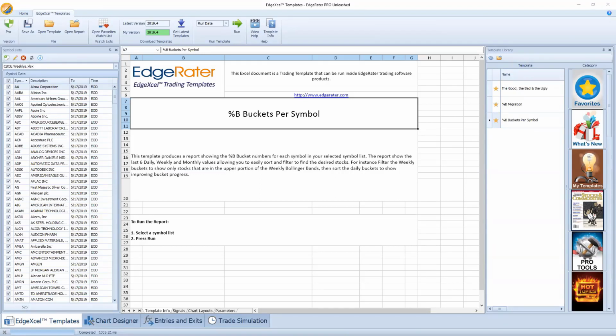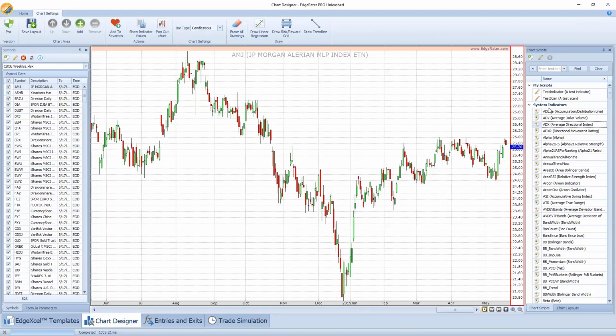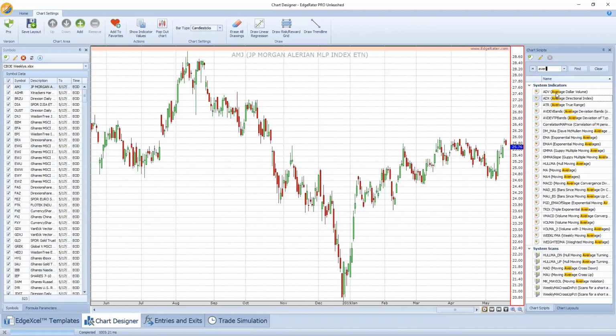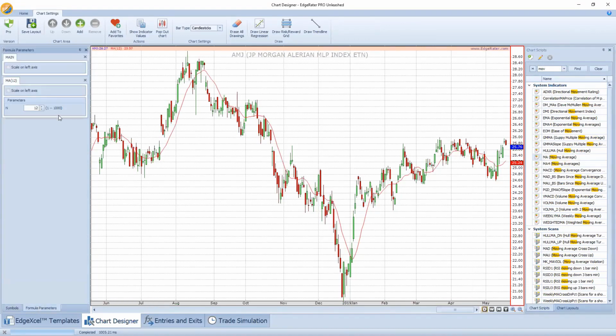So another question from Wojtek: are there moving averages in Edge Racer that don't just average close? So if you wanted to find a moving average that averaged highs or lows. Now, if I go to my list of scripts over here and I look for moving average, if you add a moving average to a chart, you only get the choice of putting in the time period, and that's going to use the moving average of close.